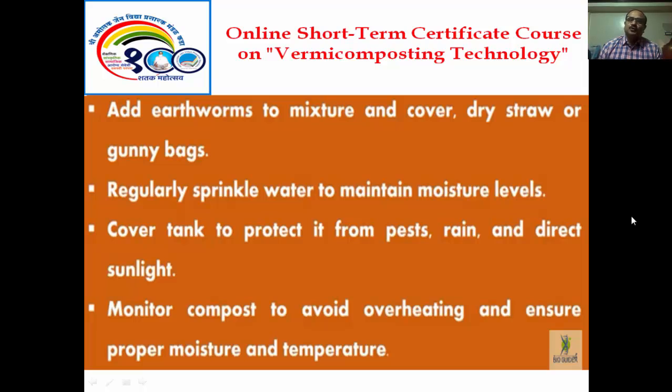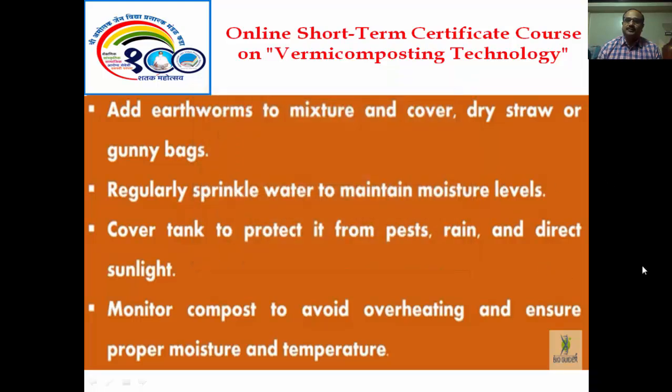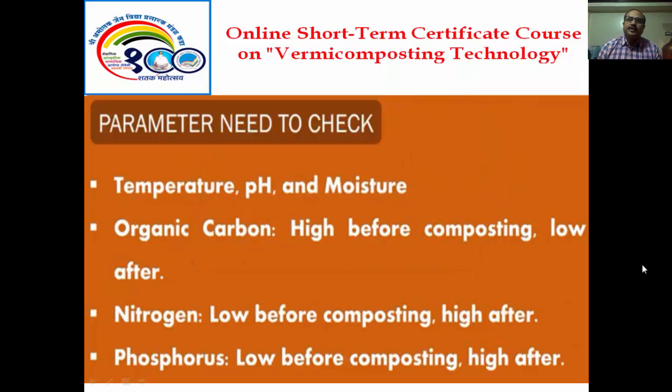Add earthworms to the mixture and cover with dry straw or gunny bags. Regularly sprinkle water to maintain the moisture level. Cover the tank to protect it from pests, rain and direct sunlight. Monitor the compost to avoid overheating and ensure proper moisture and temperature. The parameters to check are temperature, pH and moisture. Those are very important parameters in vermicomposting.